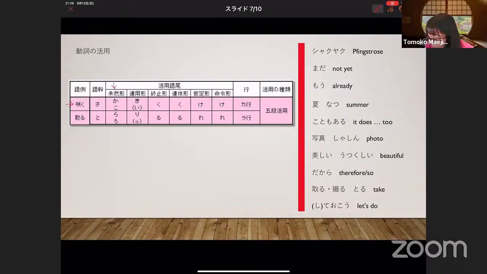mizenke. Potential. So you conjugate with negative, ない. The word stem is さ, so you need to change the く part. So, さかない. く changes to か. Sakanai, 咲かない. It doesn't bloom.